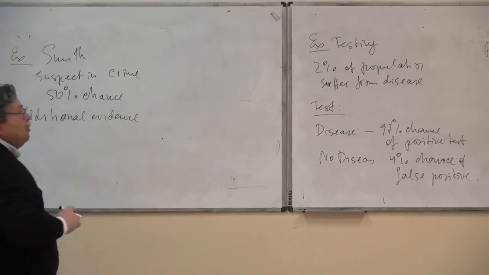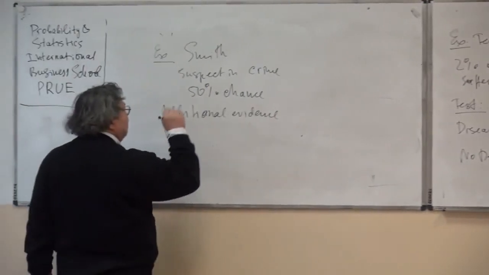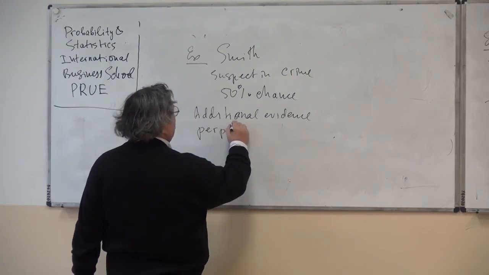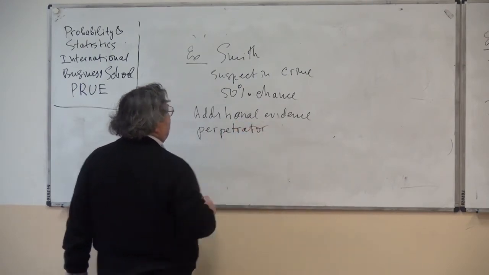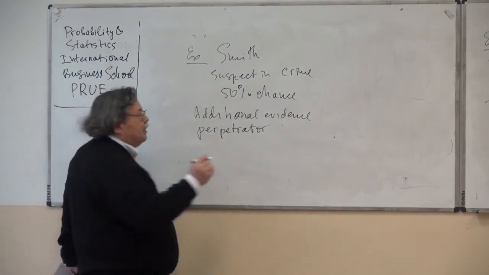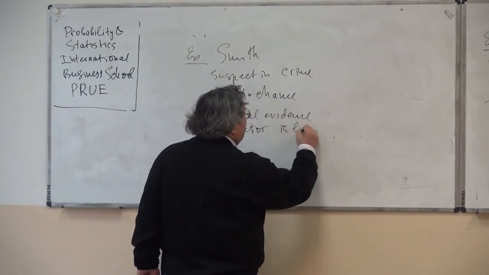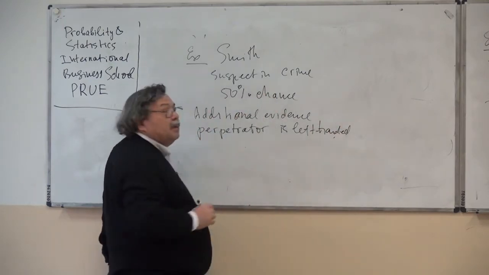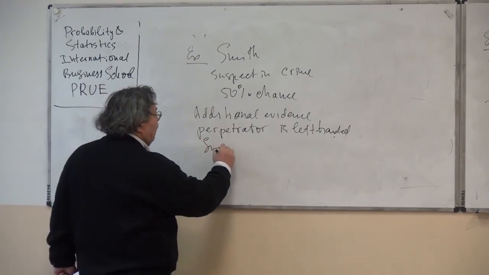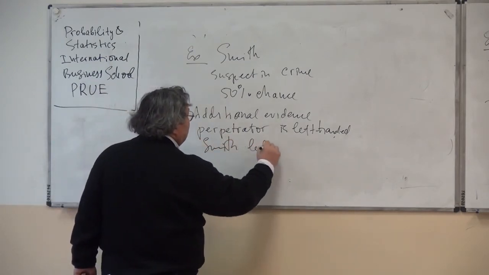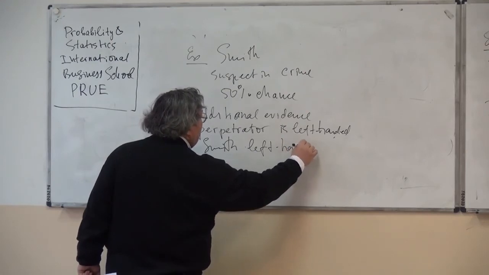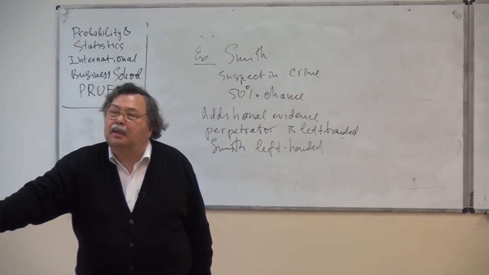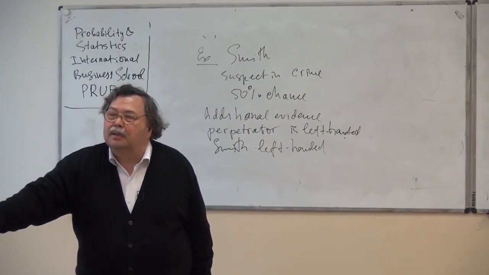Well, in police terminology, it's called perpetrator, the person who committed the crime. Okay, perpetrator is left-handed. This is some additional evidence. And Smith is left-handed. Smith is left-handed. Well, what do you think? Does it improve the chances that he is the guilty person?